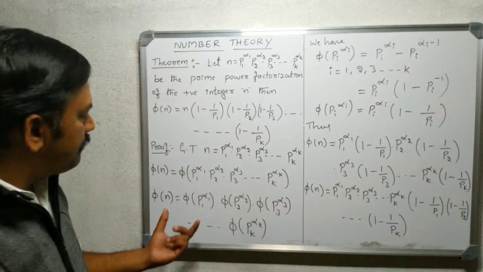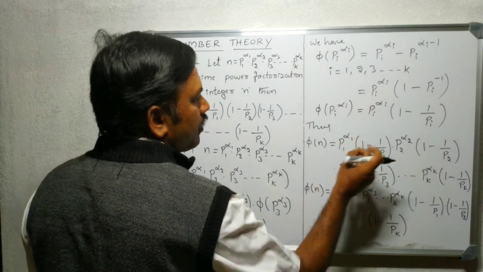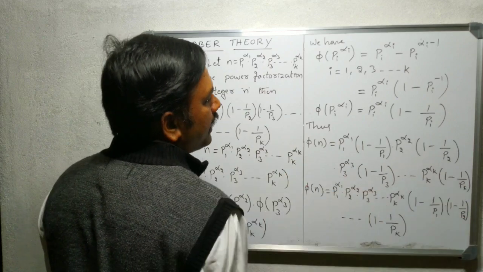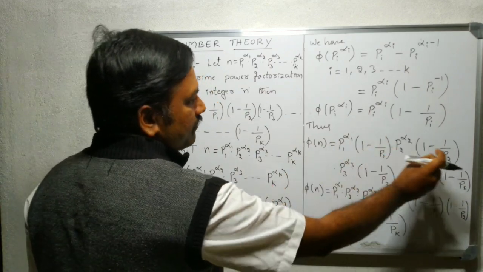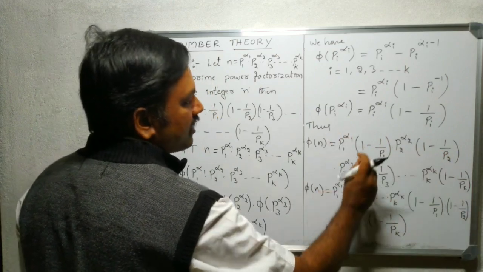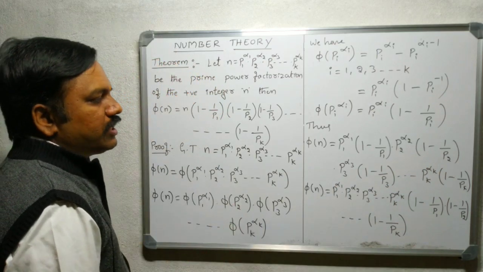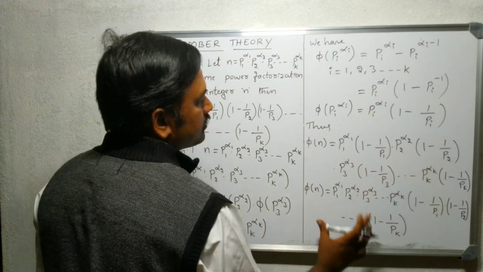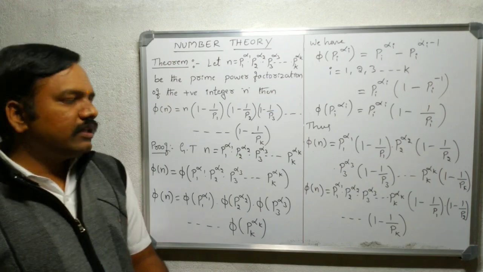Next, replace this phi of p1 to the power of alpha 1 as p1 to the power of alpha 1 into 1 minus 1 divided by p1. Similar manner, write all the terms as in the form of like this. So here rearrange the terms because these are all in products. We know that multiplication is commutative, so on the basis of that we rearrange the terms, so that gives the result. Is it clear? ಇದೆಲ್ಲರಿಗೂ ಅರ್ಥ ಆಯ್ತು ಅನ್ಕೊಂತೀನಿ.